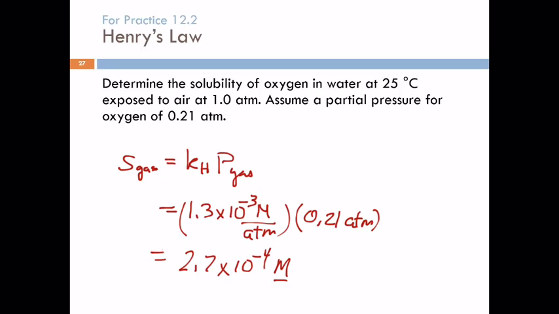So water at room temperature, open to the air, contains 2.7 times 10 to the minus 4 moles of oxygen dissolved per liter of water. That will change at different temperatures. Henry's law becomes significant in medicine, where you maybe have a patient who's having a hard time getting oxygen from air. And so you can get more oxygen into their blood by giving them a higher partial pressure of oxygen. But Henry's law allows you to actually calculate how that's going to work out.